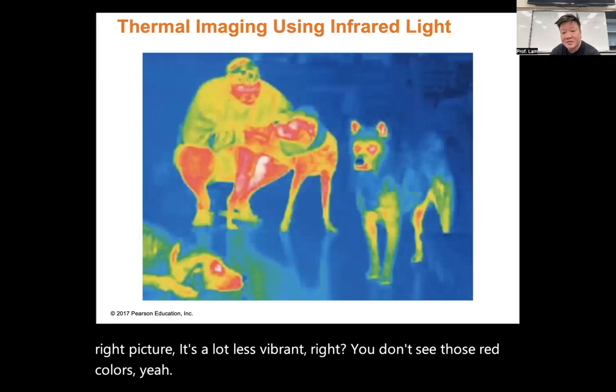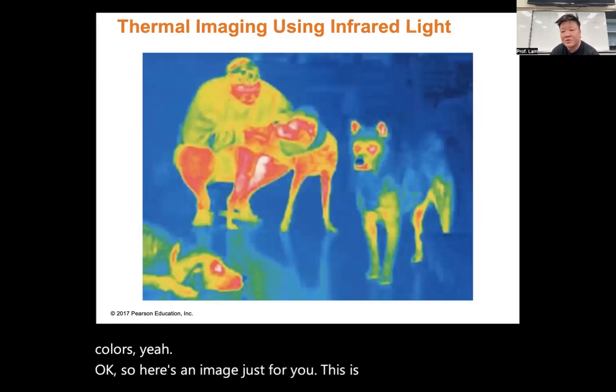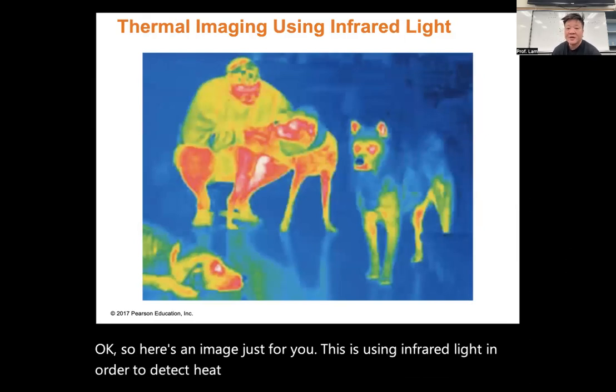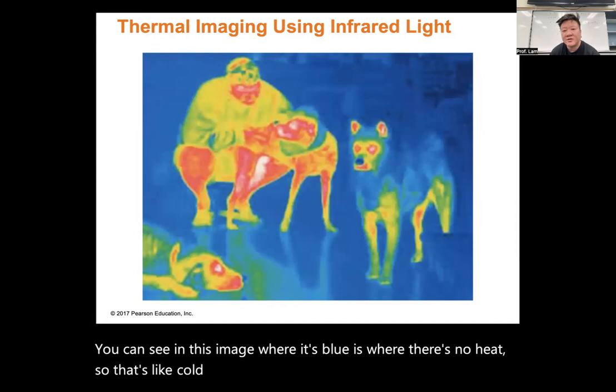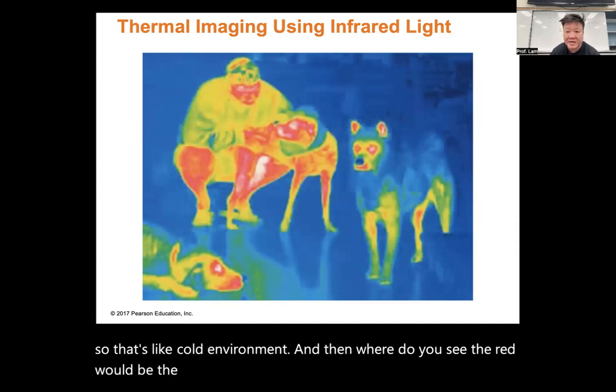Okay, so here's an image just for you. This is using infrared light in order to detect heat signatures. You can see in this image where it's blue is where there's no heat, so that's like a cold environment. And where you see the red would be the hottest environment, right? And of course yellow is warm.